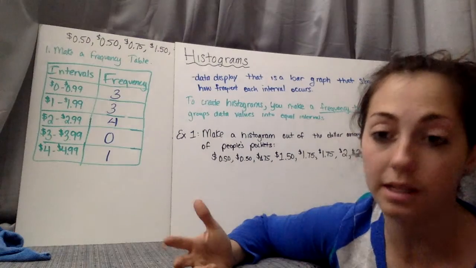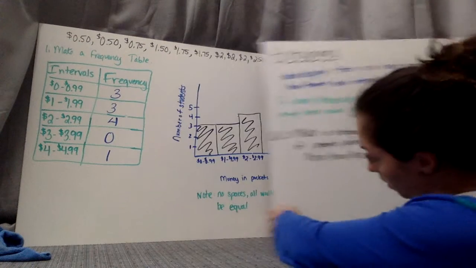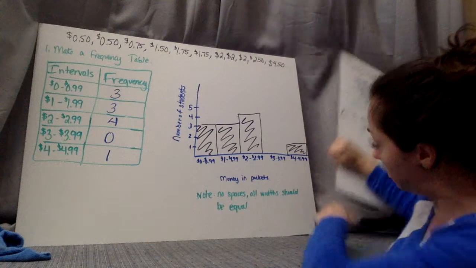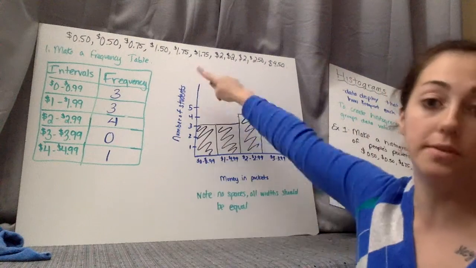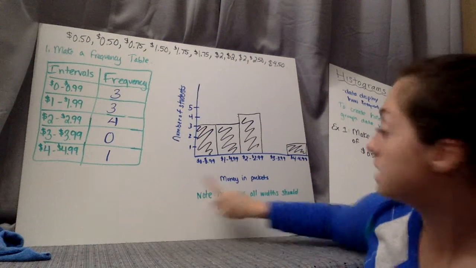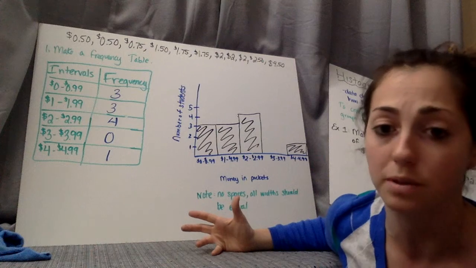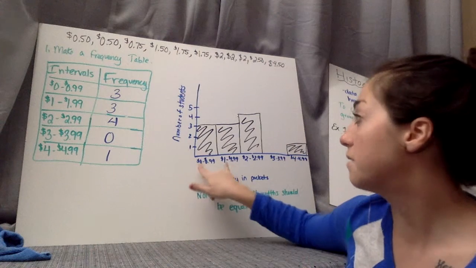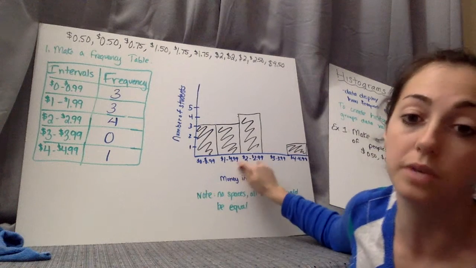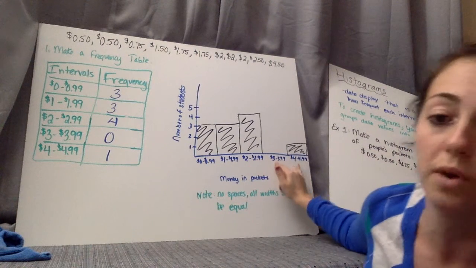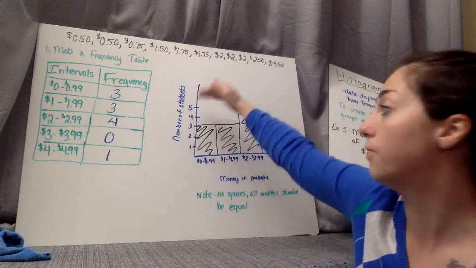So now it's going to look like a bar graph of this. I have the number of students here on my y-axis. Here I have money in pockets, because that's what the data was all about. And I have my intervals: 0 to 99, 1 to 1.99, 2 to 2.99, 3 to 3.99, 4 to 4.99, and then how frequent: 1, 2, 3, 4, 5.